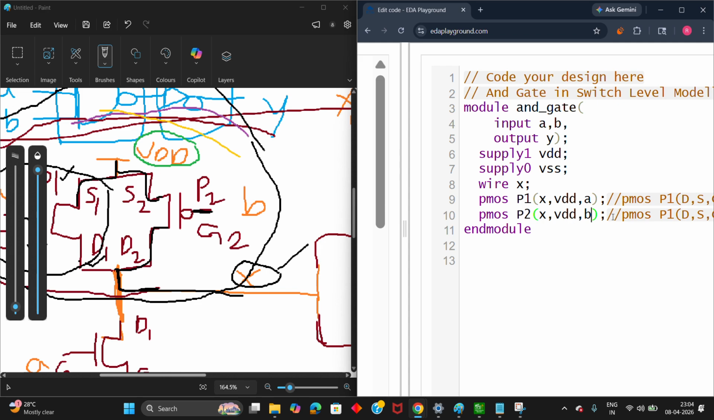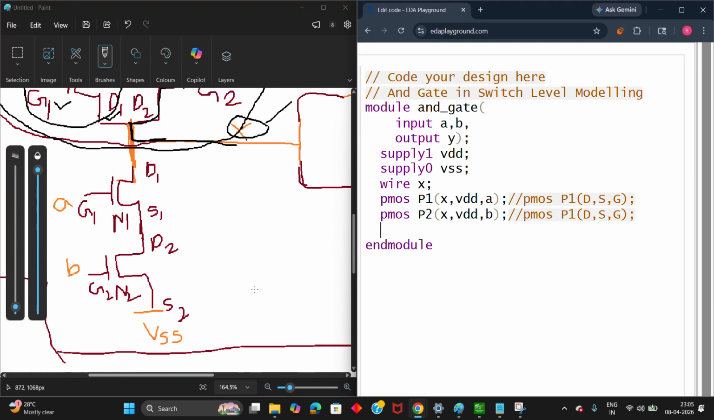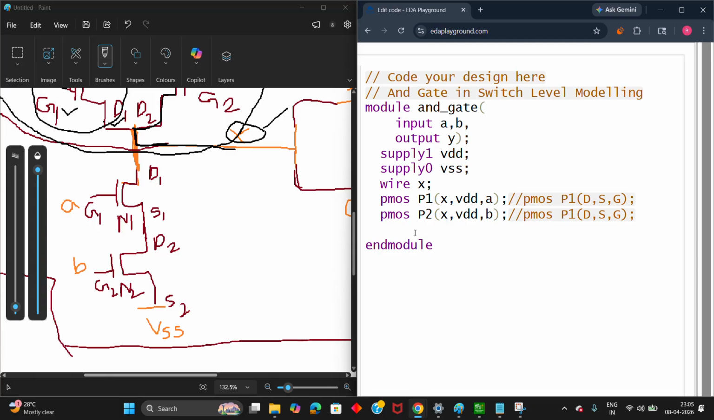Okay, let us see the pull-down network as well. For the pull-down network, what are you going to have? You are going to have the NMOSs, right? So we are going to use the NMOS instance or the primitive name, and we are going to give the N1. First, initially we are going to write the instance of NMOS N1.